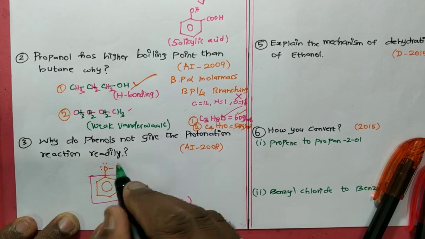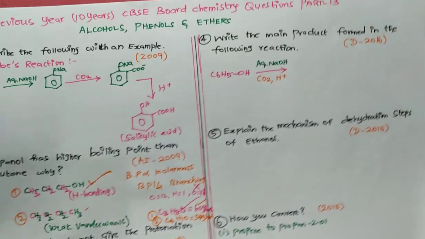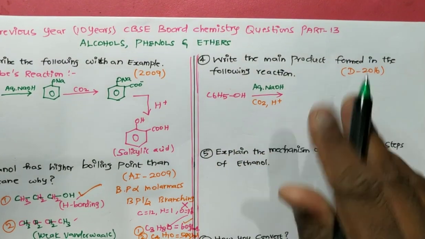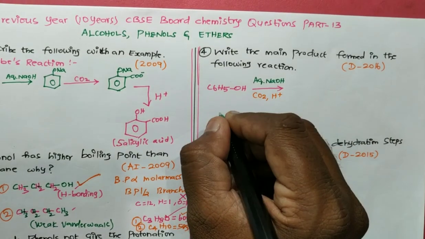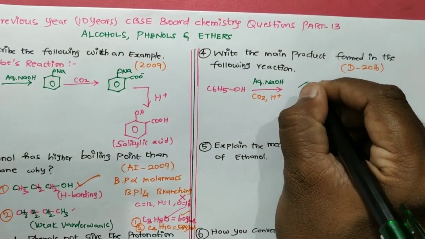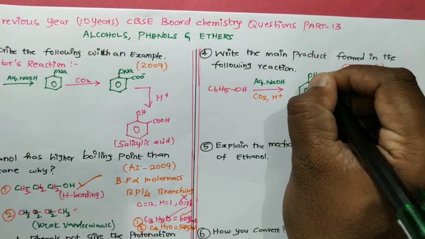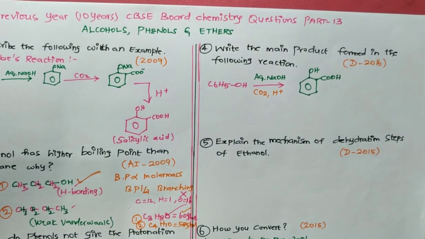That is why the protonation reaction will not occur very easily. And next is the fourth question: write the main product formed in the following reaction. Here also it is the same thing. Suppose I am taking a phenol, so I will be getting a product like this. The ultimate product has OH and COOH. Here also I will be getting salicylic acid only.